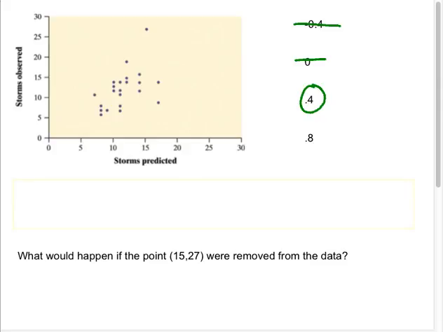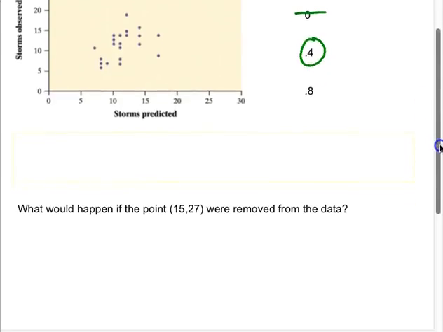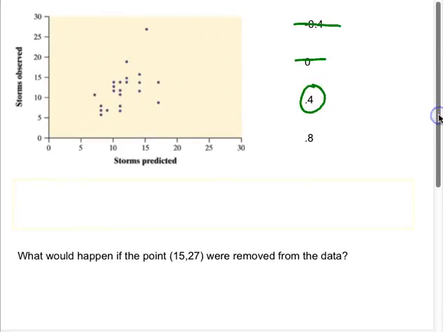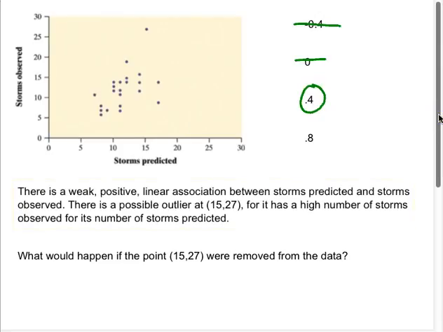All right, now, how would I describe it using FODS? Well, there's a weak linear association between storms predicted and storms observed. There's a possible outlier at 1527, which has a high number of storms observed for the number of storms predicted. Okay, so for the number of storms predicted, it should have a lower value.